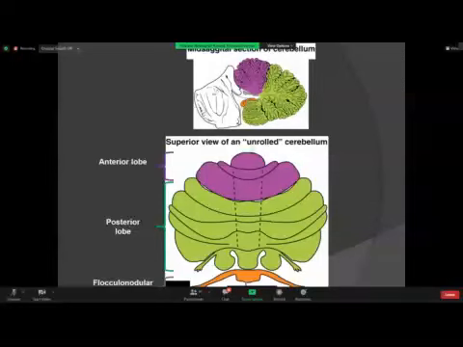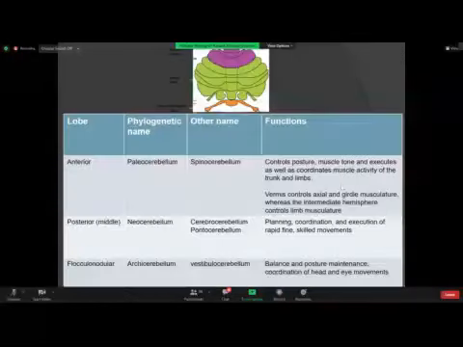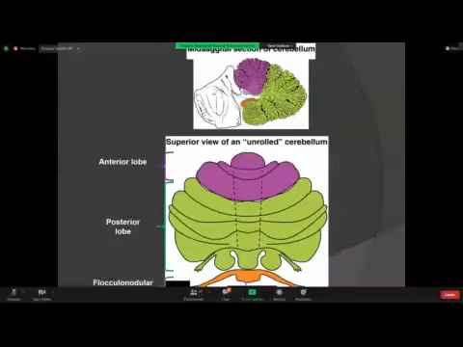If we open it up again, this is the anterior lobe, this is the posterior, the vermis, and I just want you to see how much area is being given to each region. Actually, I did not mention the flocculonodular lobe, which is also a part over here. Okay, so let's talk about the functions.